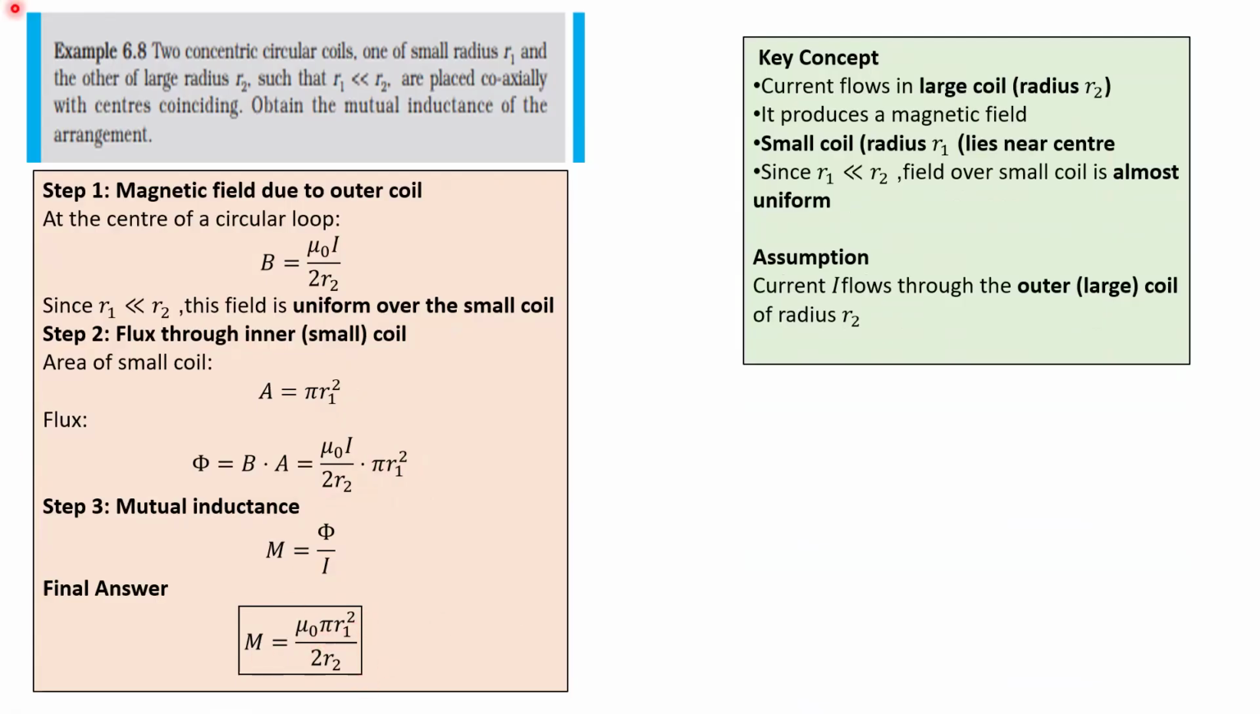What are the key points here? Current flowing in the large coil produces a magnetic field. The small coil of radius R1 lies near the center. Since R1 is very small as compared to R2, the field over the small coil is almost uniform. Current I flows through the outer coil of radius R2.